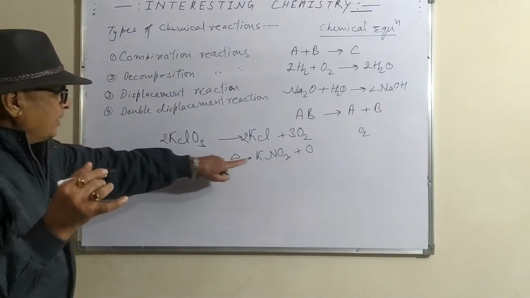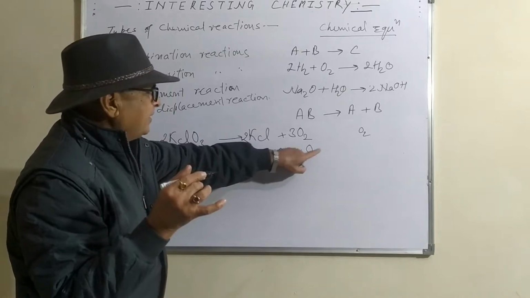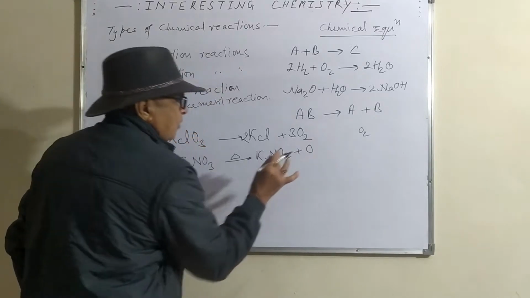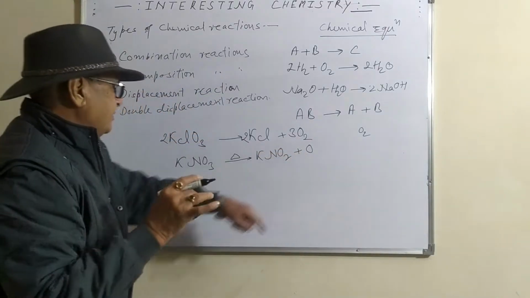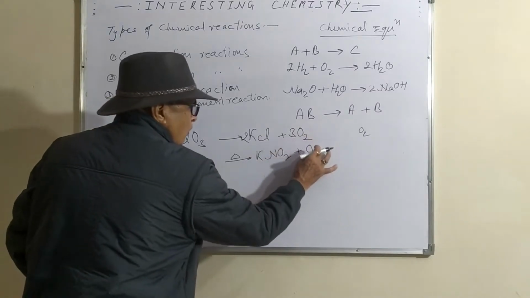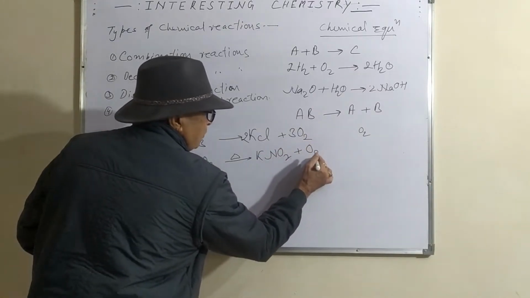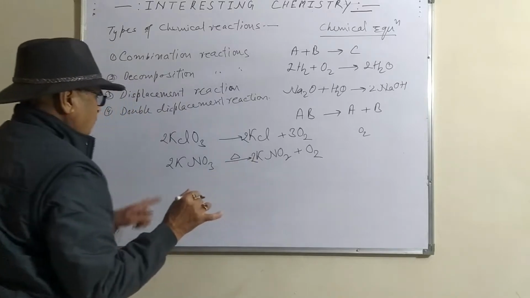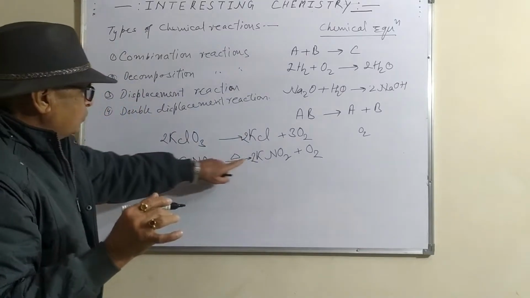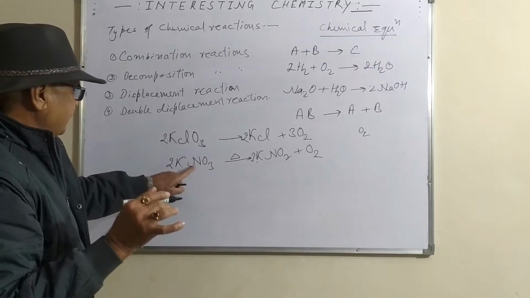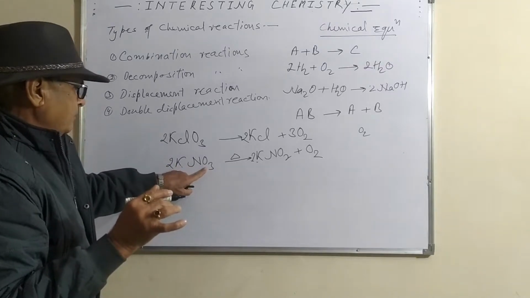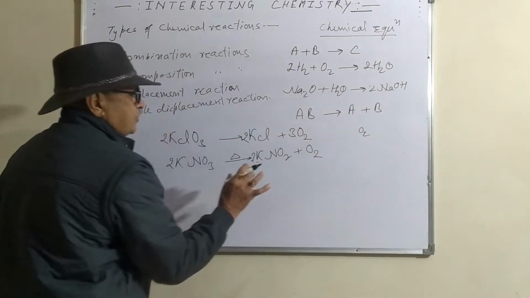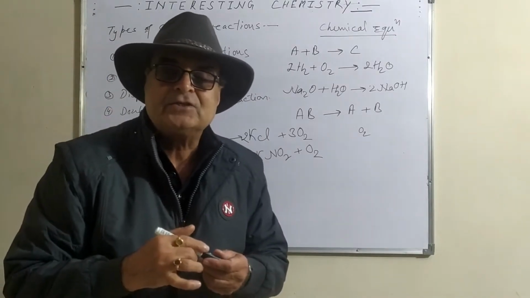So KNO3 gives KNO2 plus 1O. Again, this oxygen must be converted into the molecular form, so you need 2 oxygen atoms here. You should multiply the whole equation by 2, giving O2, and you will write 2KNO3 gives 2KNO2 plus O2. So here 2 potassium, 2 nitrogen atoms, 2 into 3, 6 oxygen atoms on the left, and 2 into 2, 4 oxygen atoms, plus 2, 6 oxygen on the right. Then this is our balanced equation.